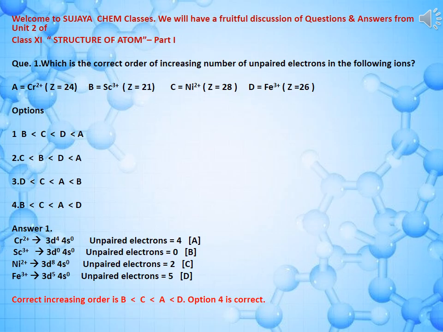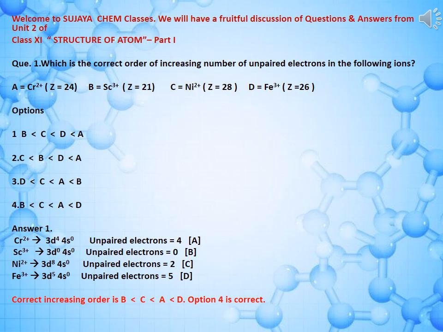So the electronic configuration of Cr2 plus reduces to 3d4 4s0 with 4 unpaired electrons. Scandium 3 plus: 3d0 4s0, 0 unpaired electrons, no unpaired electrons. Ni2 plus: 3d8 4s0, number of unpaired electrons 2. Fe3 plus: 3d5 4s0, number of unpaired electrons 5. Therefore, Fe3 plus has the maximum while Sc3 plus has minimum number of unpaired electrons.